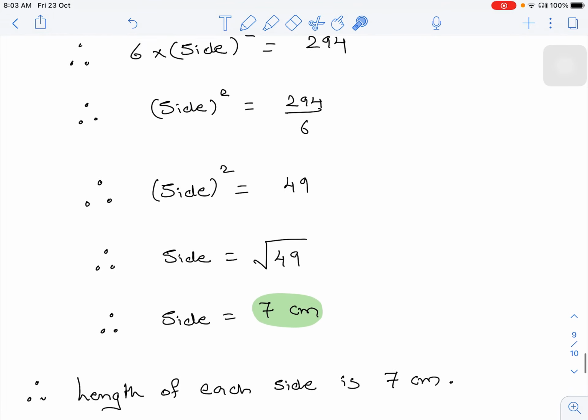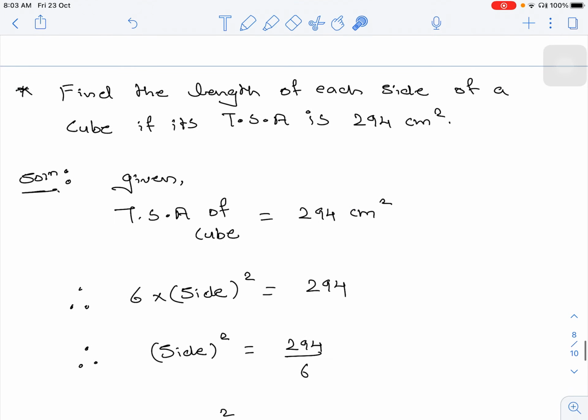Finally, the answer is that the length of each side is 7 centimeter. Hope you all must have understood up till here. If you have not understood, look at the video again and again. So this much is enough for today. Thank you. Have a nice day.